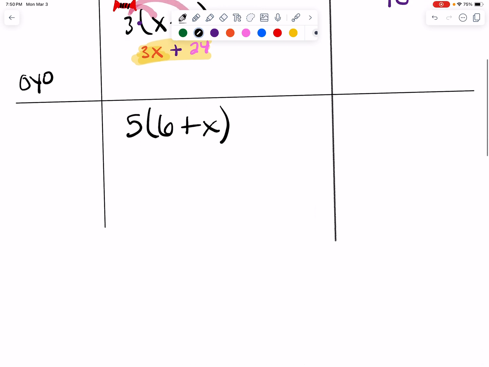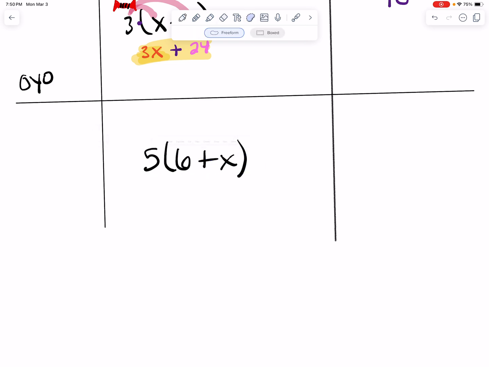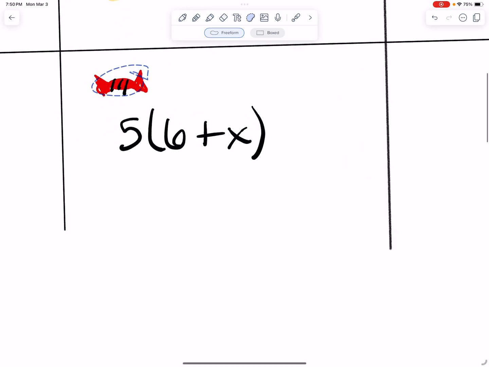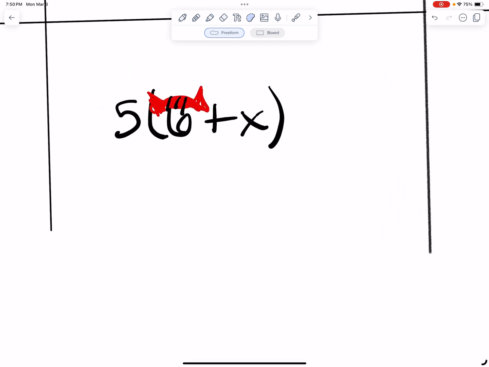Okay? All right. So here's my equation. Here's my candy. And I'm going to give candy to everybody. Everybody is 6 and x. So it's not nice for me just to give it to 6 and ignore x. You have to give candy to everybody. So everybody is here and here.